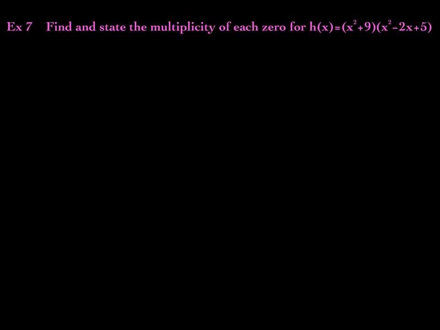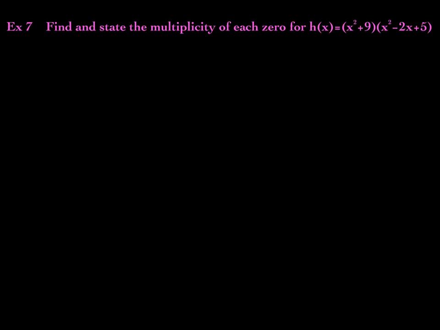Now this one's going to be interesting. Find and state the multiplicity of each zero for this polynomial. What degree is this polynomial? If you take the leading terms only, x squared and x squared, and if you multiply them, like if you decided to distribute, you would get x squared times x squared, x to the 4th. So this is a quartic or degree 4 polynomial.